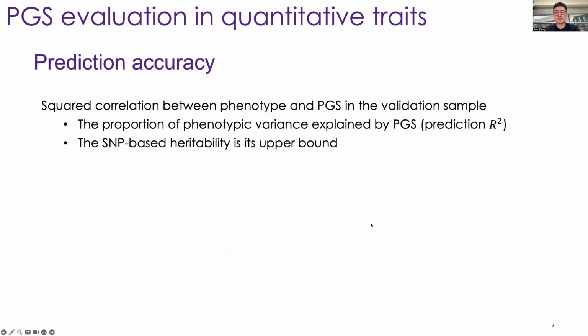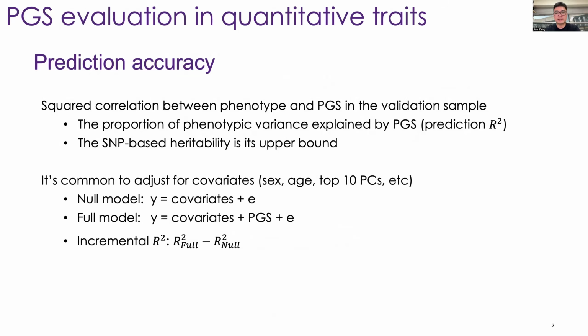Let's start with quantitative traits such as height, BMI, or blood pressure. The most common evaluation metric is the squared correlation between the observed phenotype and the polygenic score in an independent validation sample. This is the prediction R-square. Importantly, this prediction R-square is bounded above by SNP-based heritability. You can never explain more variance than the SNPs capture.